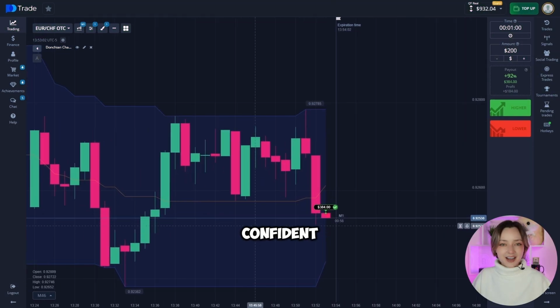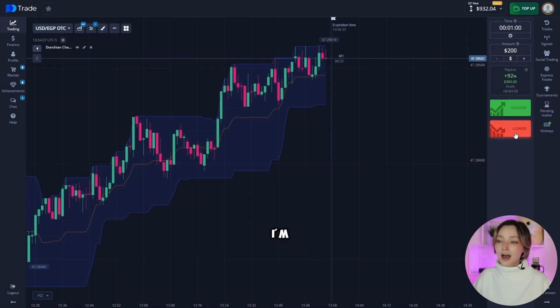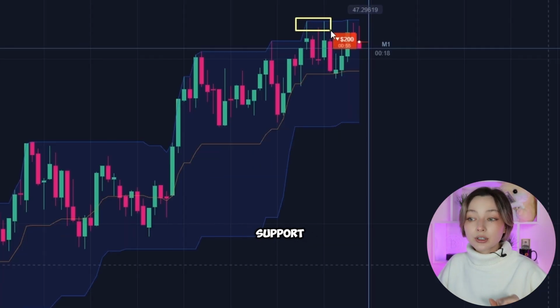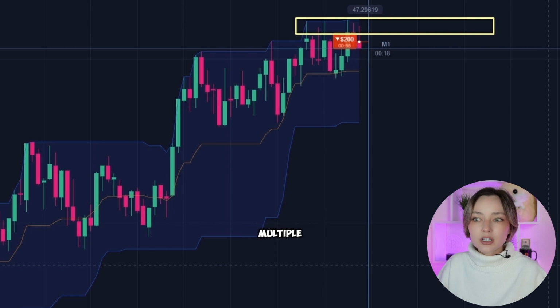And we got another confident profit. So I'm placing a trade downwards for 1 minute. We can see that the indicator shows a support level the price has already reacted to multiple times. The price has already entered this area and shown a downward reaction. Let's take a glance at the candles. We can see large upward shadows.